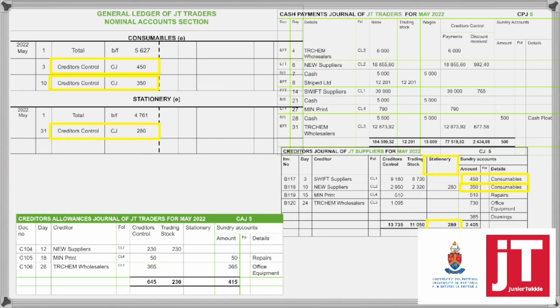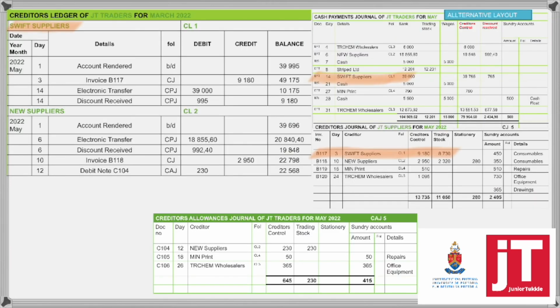Then the stationery, yet again, I just look for the stationery amount. This time it's a column, so I can only post the total. And then I have to do the same for the allowances journal. And in this case, there was no return or a reduction on stationery or consumables. When I then post to the specific creditors ledger accounts, remember that debit is plus, credit is minus, and the balance is the final total.